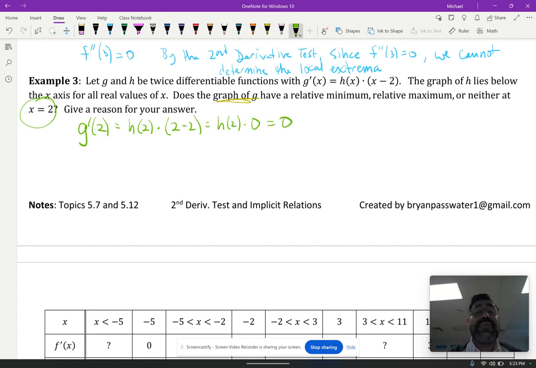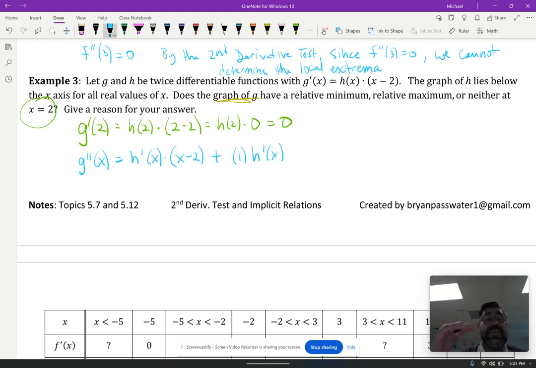So x equals 2 is a critical point. It's a critical value because when I substitute that number into the first derivative, I get 0, right? It makes the first derivative of g equal to 0. Great. Now let's check it into the second derivative. But to check it into the second derivative, we need to take the derivative of g prime. The derivative of this, I'm multiplying, so I've got to do a product rule.